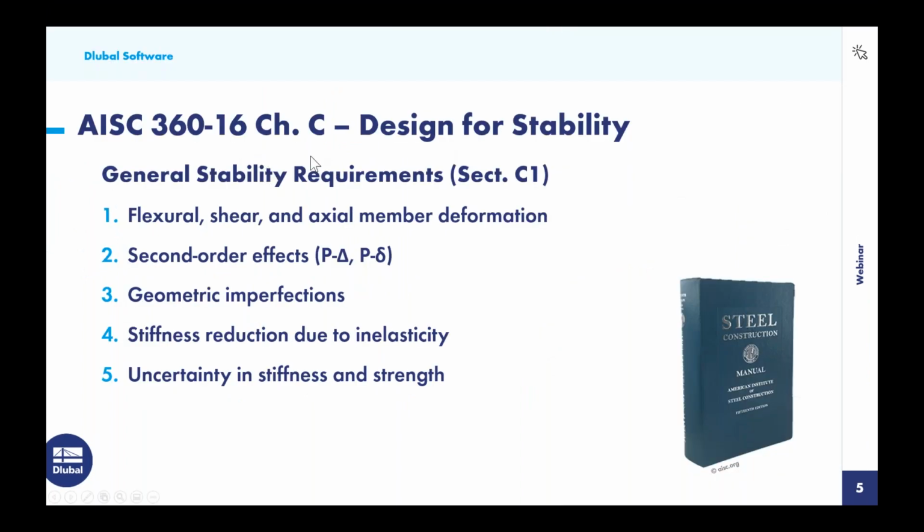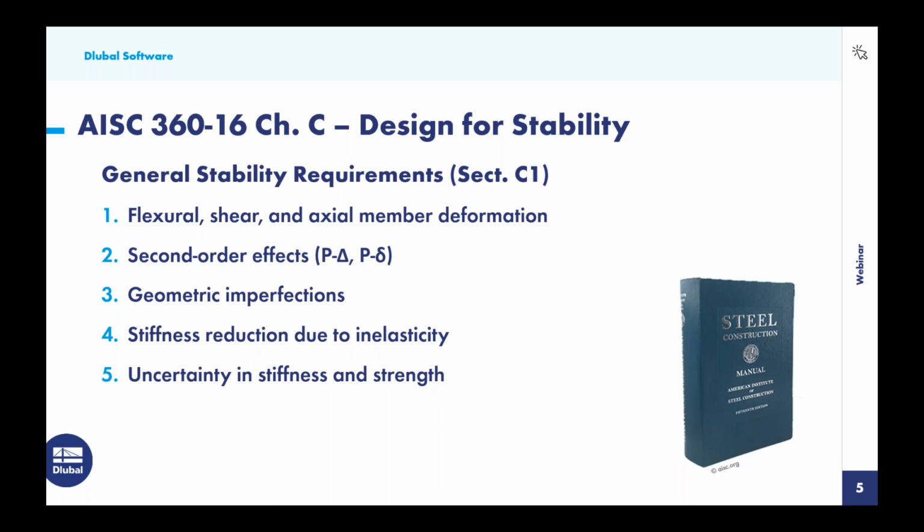So now the next topic to discuss, we'll jump back to the PowerPoint here, to turn back to the AISC 360 Chapter C, Design for Stability. And within this chapter, section C1, there are 5 requirements listed. The first is flexural, shear and axial member deformation. The second is that second order effects, including big P delta and little p delta, must also be accounted for when we're designing for stability. Geometric imperfections should be included, as well as stiffness reduction due to inelasticity, and finally, uncertainty in stiffness and strength.